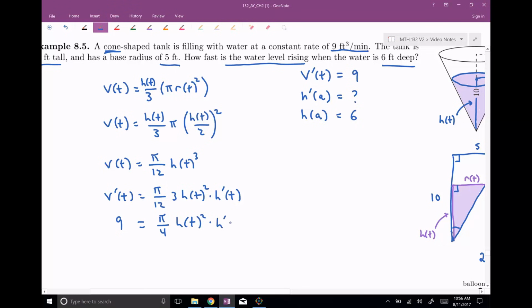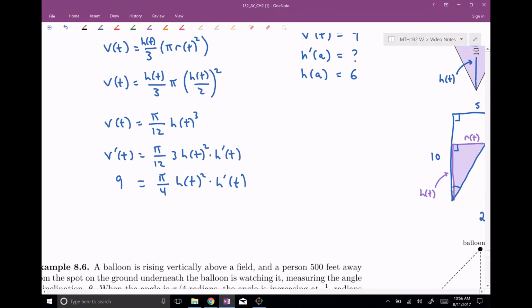And now let me go ahead and plug in my particular instant, my a value, everywhere I see a t. Again, I don't know what time it is, but at this time a, I can plug this in. And maybe while I'm doing this, let me rearrange this. It's going to be 36 over pi. So, h of a squared times h prime of a. Again, I'm trying to solve for h prime of a, so I'm pretty close now.